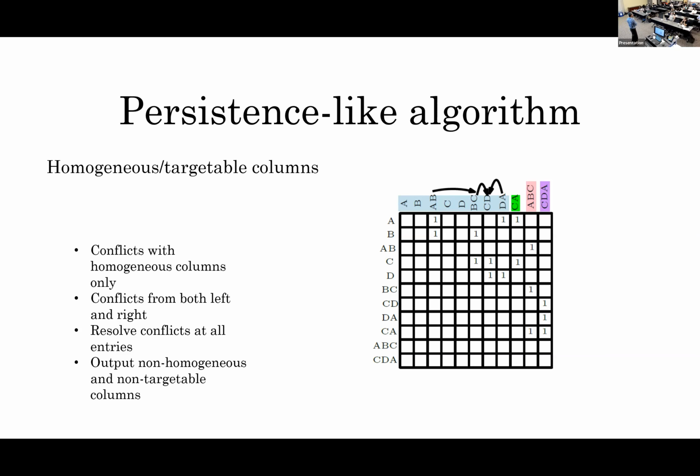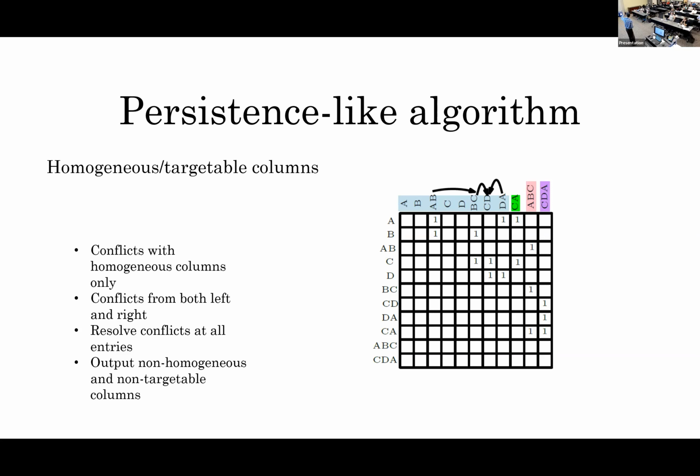That's the one difference. The second difference is that conflicts can happen from both left and right. In the persistence algorithm, we always do it from the left, but this time it can happen from both left and right. And the third difference is that you resolve the conflict not only at the lowest one, but at all entries.